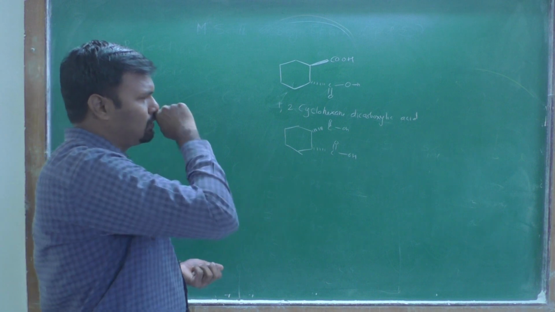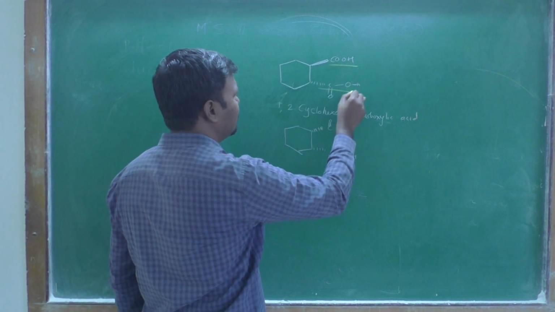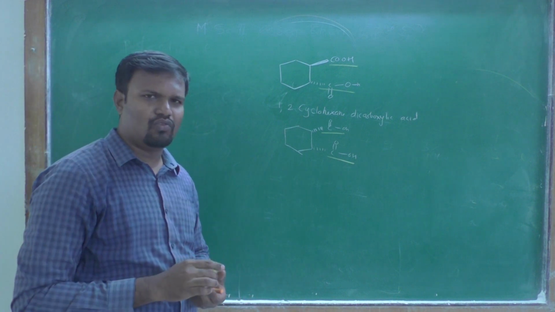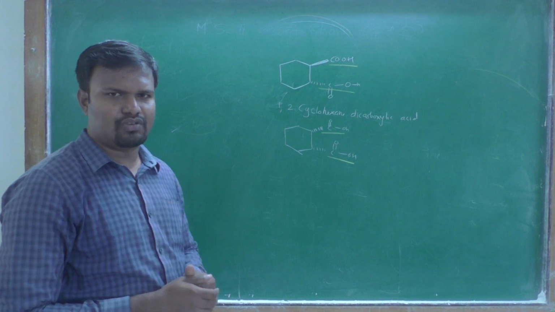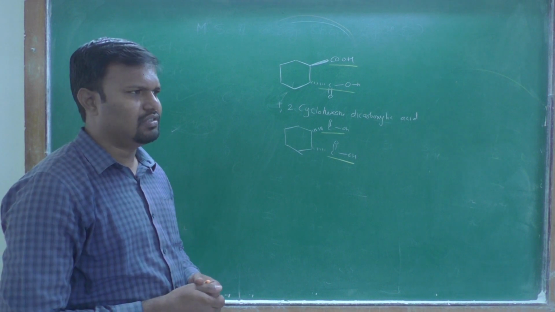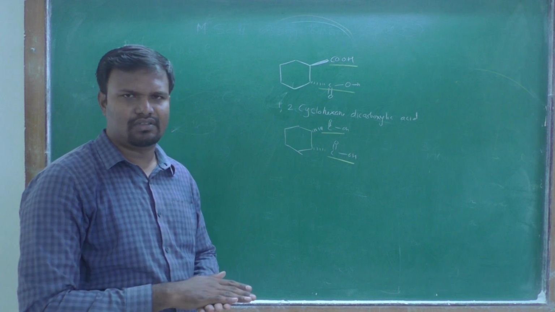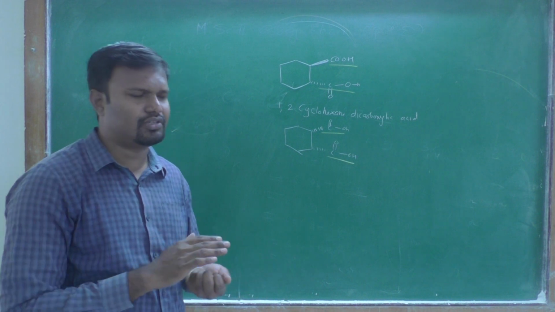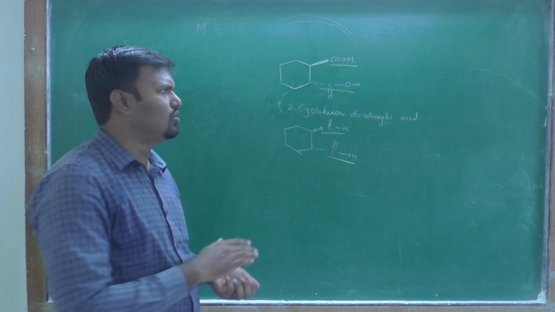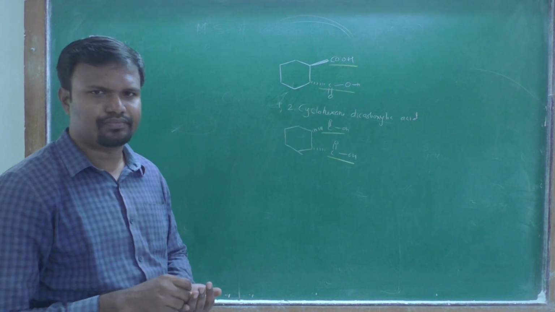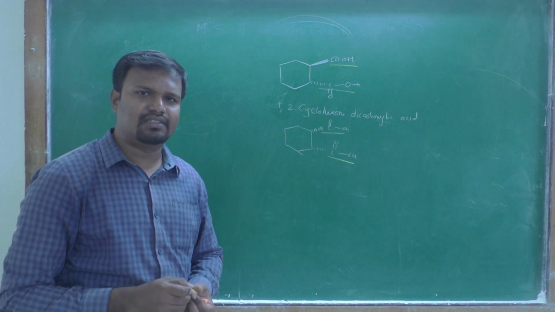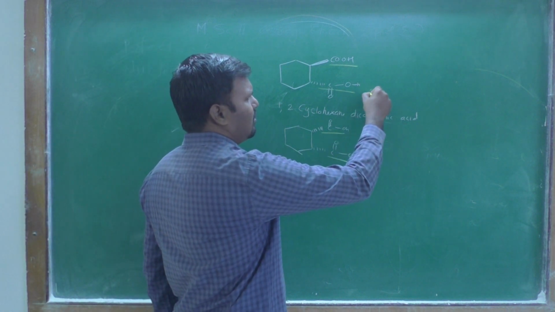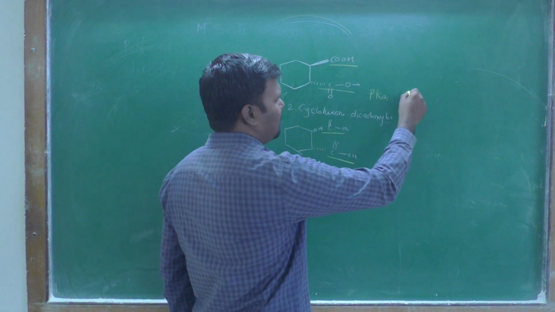There are two carboxylic acid groups present in this molecule. Therefore, this molecule has two dissociation constants because it dissociates twice. The first COOH group gives H plus ions at the first dissociation, and at the second dissociation the other COOH gives H plus ions. Therefore, it has pKa first and pKa second.